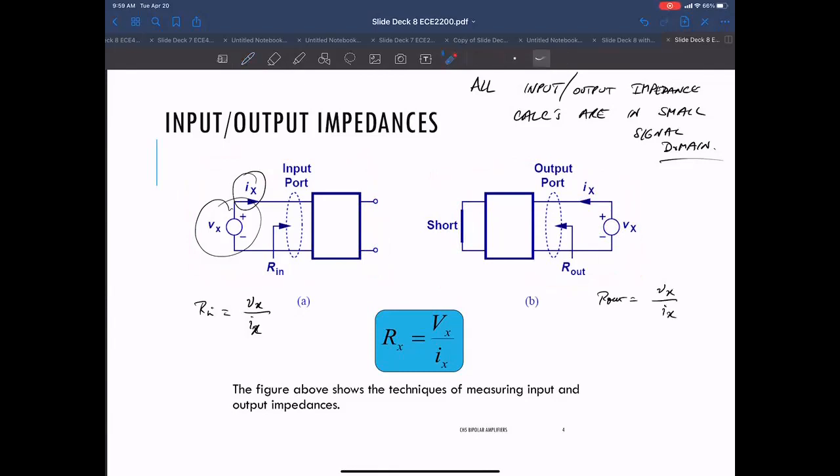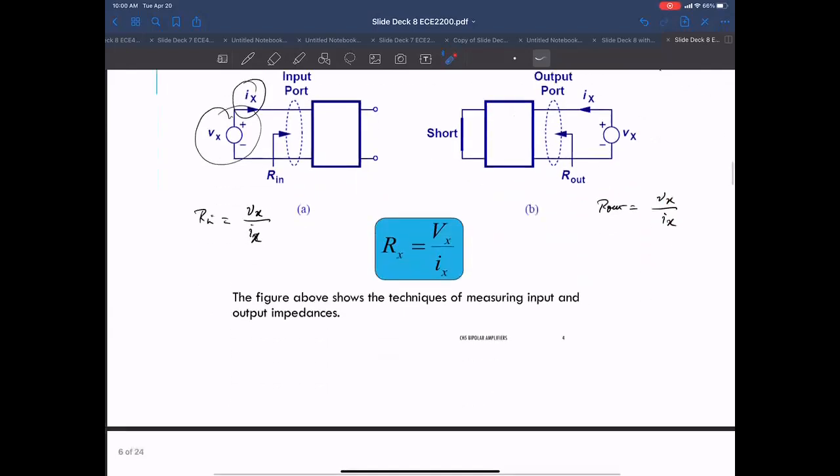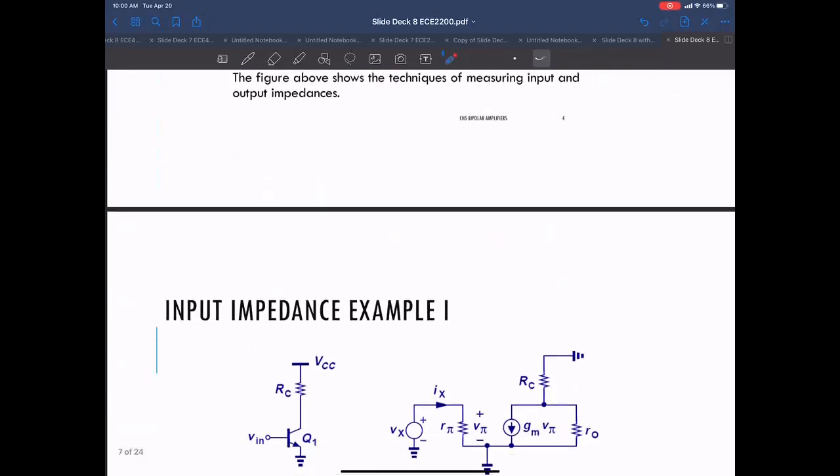So if you were going to do this in the lab, you would short the inputs to your amplifier or whatever circuit you have. You would find as perfect a voltage source as you could find, modulate it or wiggle it around, and you measure this current, and that ratio gives you the output resistance. Okay. All right.